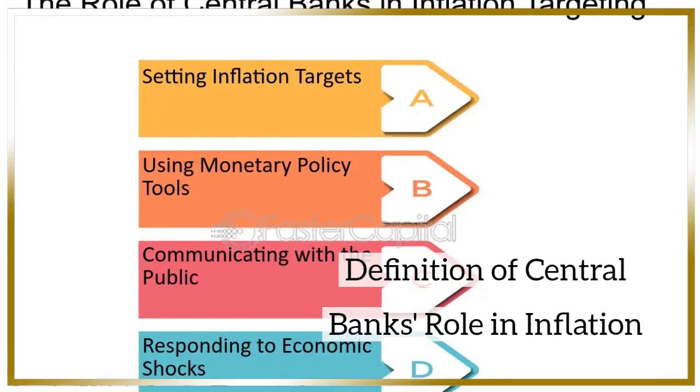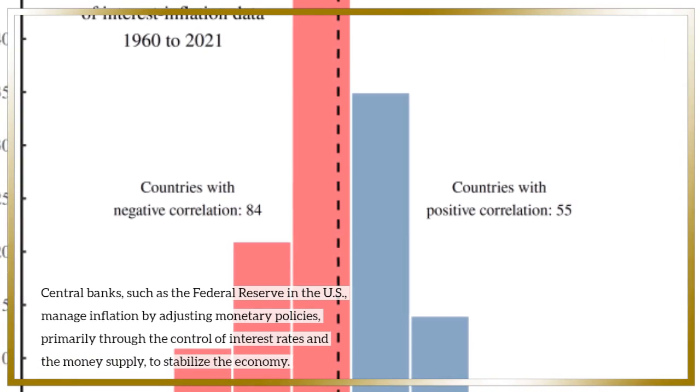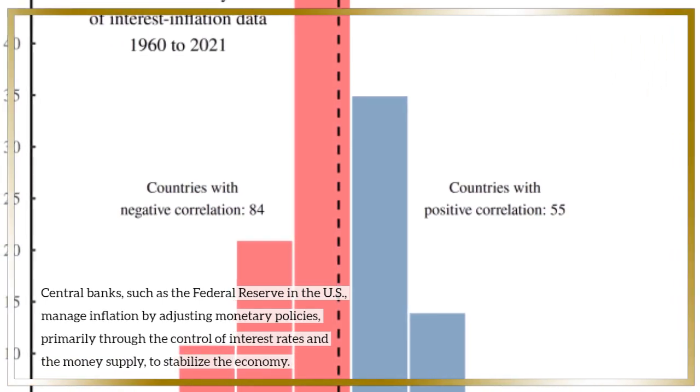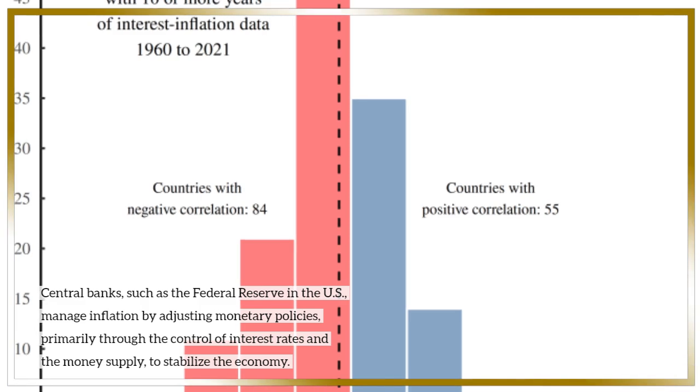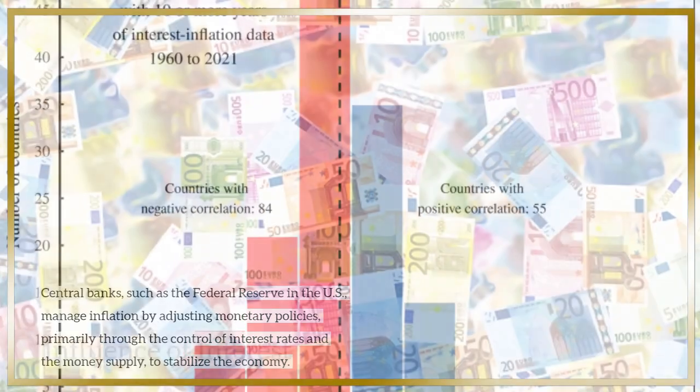Definition of central bank's role in inflation. Central banks, such as the Federal Reserve in the U.S., manage inflation by adjusting monetary policies, primarily through the control of interest rates and the money supply, to stabilize the economy.